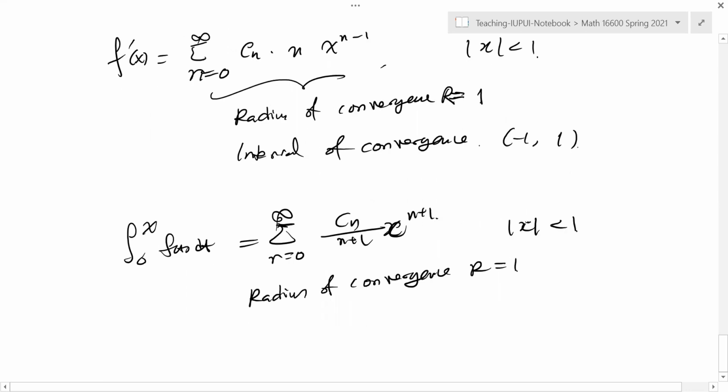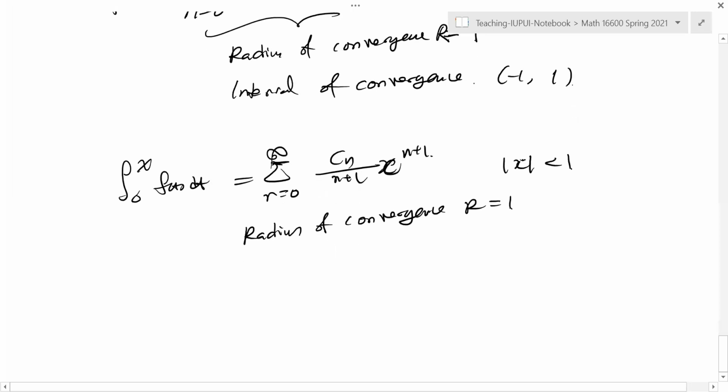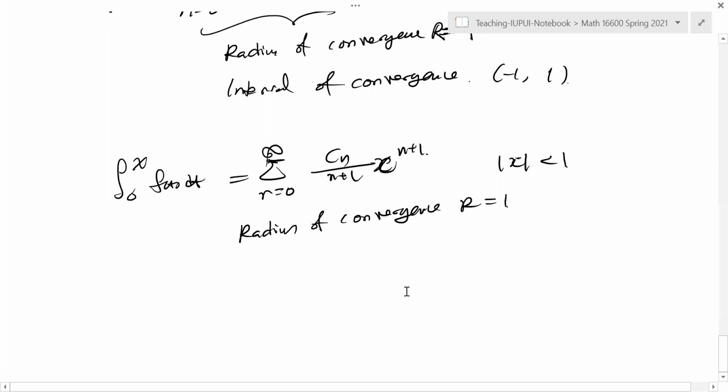Now let's just look at the series on the right-hand side. Yeah, this is a good example. The left-hand side is just the integral of the function. The series on the right-hand side may be convergent at the endpoint. Okay, so let's look at this series when x equals 1.